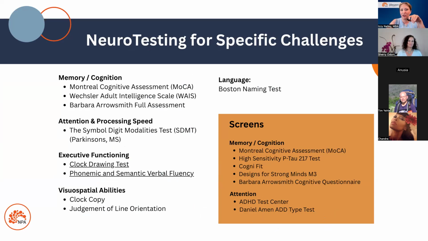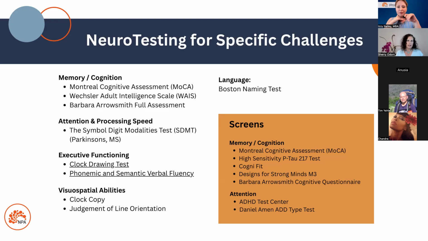Neurotesting for specific challenges, and these are, as you mentioned, depending on if they're having spatial awareness issues, right? That clock drawing test, which kind of comes back to the Barbara Arrowsmith that we watched last week and her story, and how she was unable to draw a clock, right? And having that spatial awareness. So, Sherry, could you walk us through some of these as well?